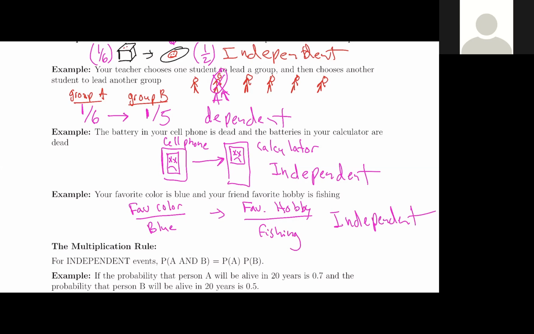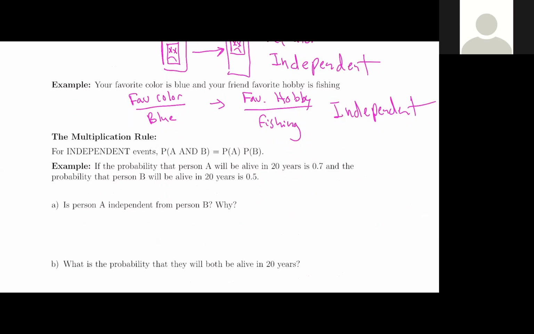All right, so that's it for independent and dependent. Independent just means that one event doesn't influence the other event, but dependent means that one event will influence the other event from occurring. Okay. Any question in regard to that so far? All right, so let's go ahead and do this first problem.